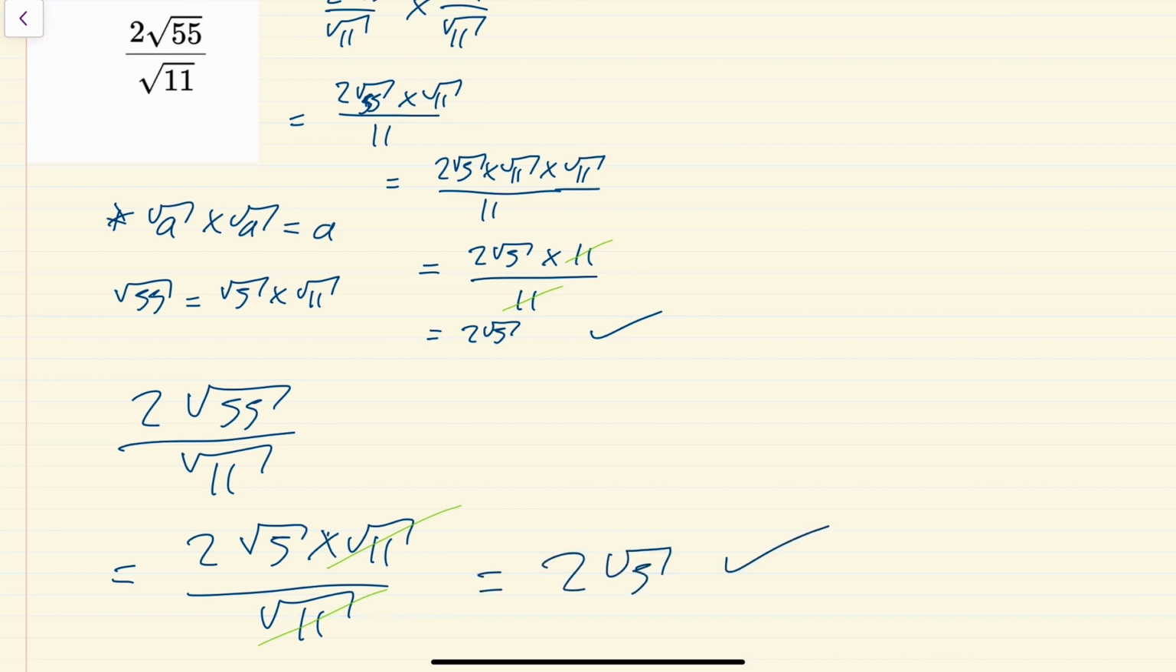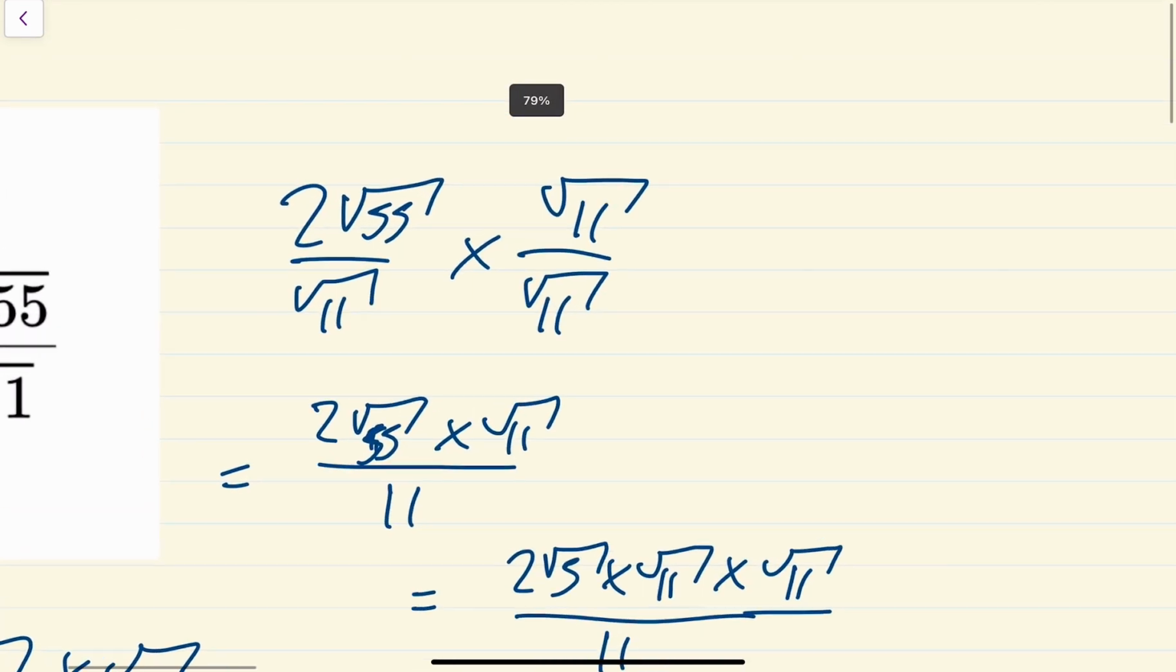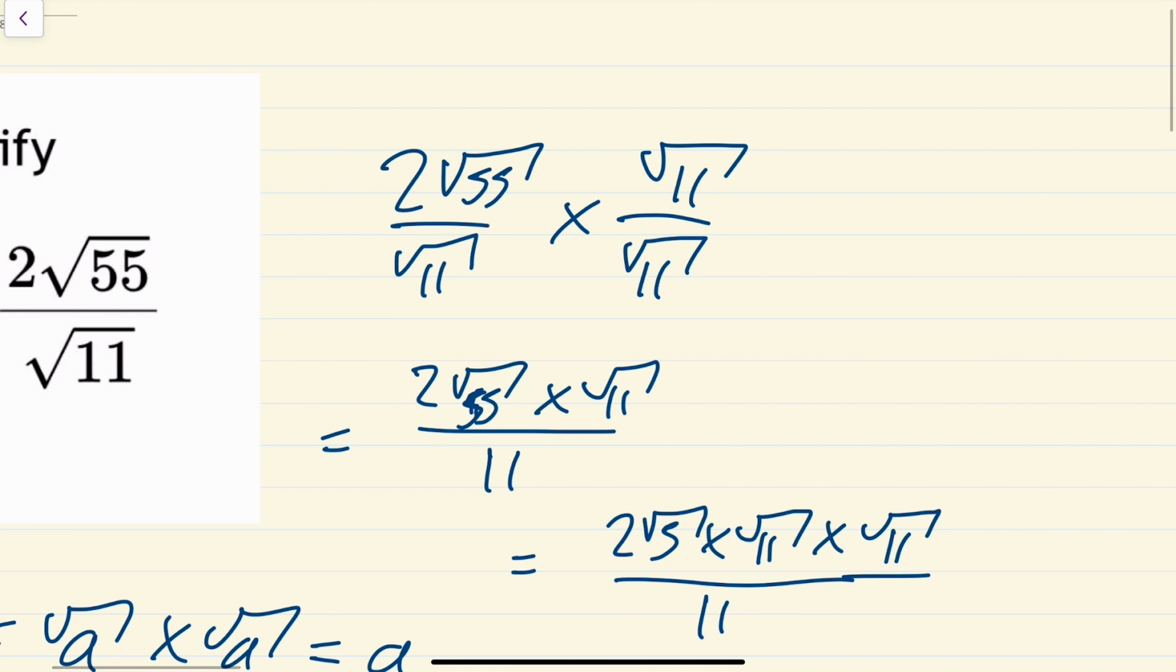So this method here is definitely the better one, but in general, if you're rationalizing a denominator, you would multiply the top and bottom by whatever the square root is on the bottom line.